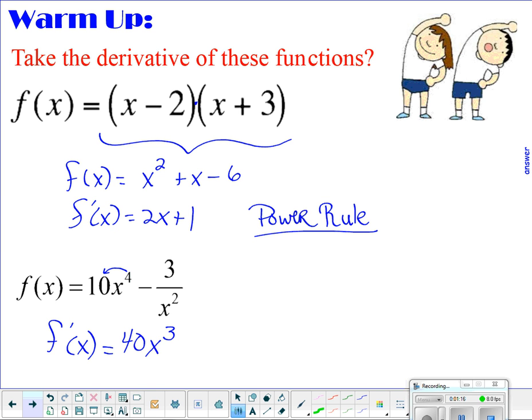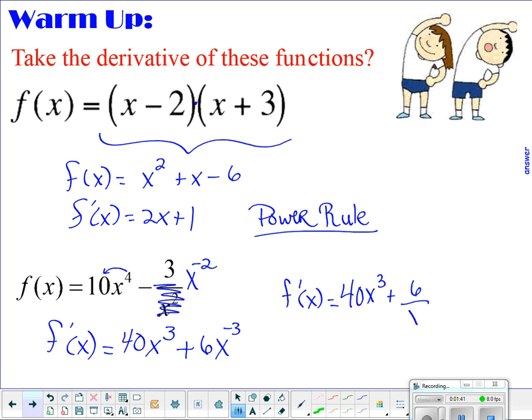On this next term, I think I would rewrite this as x to the negative 2. And now I take the negative 2, multiply it by negative 3, gives me a positive 6. X to the, subtract 1 from the power, and I'm going to be at negative 3. So I would rewrite that derivative as 40x to the third plus 6 over x cubed.